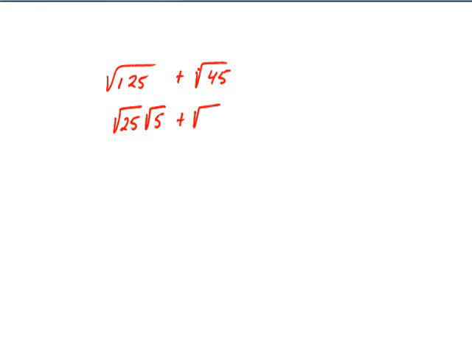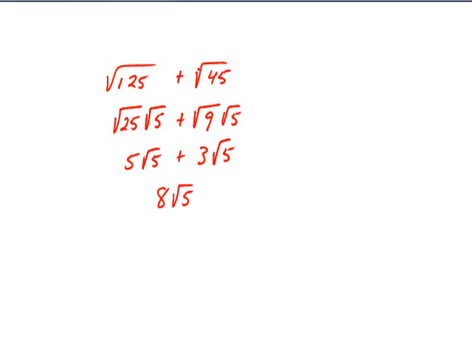Square root of 45 can be broken down into a perfect square of 9 times the square root of 5. If I simplify the perfect parts, square root of 25 is 5, and the square root of 9 is 3. I have like radicals, so now I can add the coefficients in front of the radicals, 5 plus 3 to get 8 square root of 5.